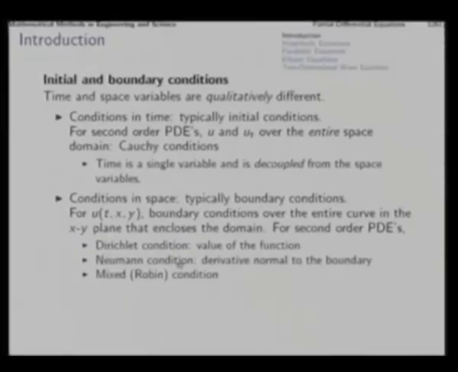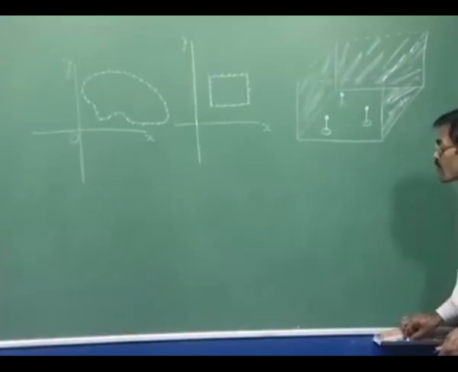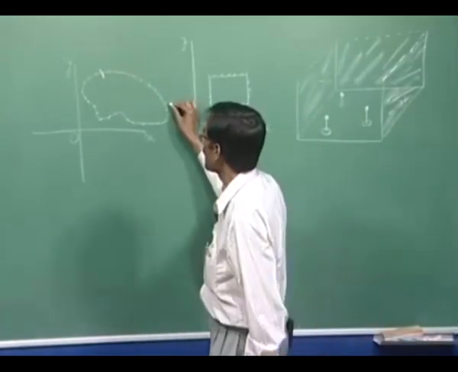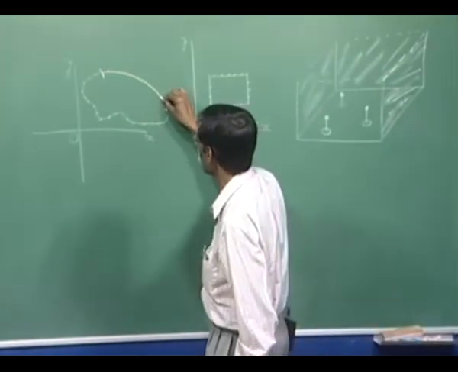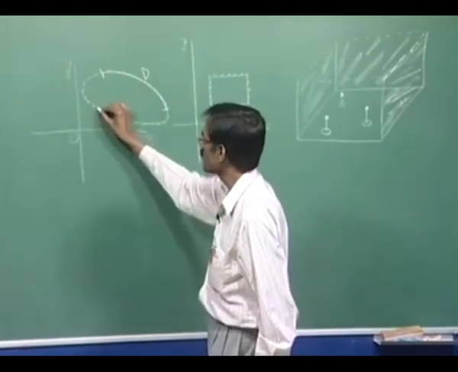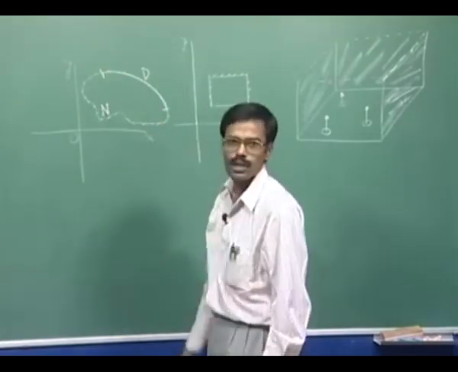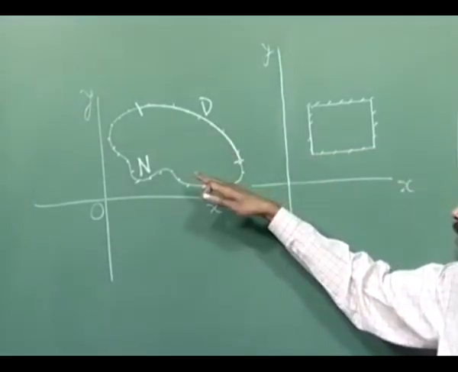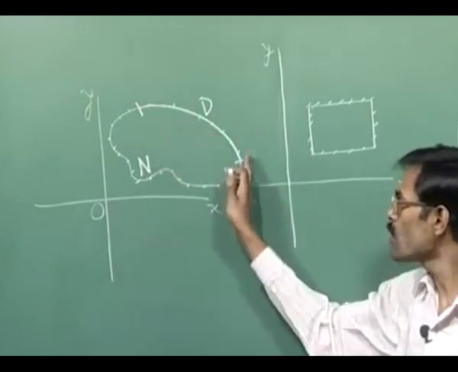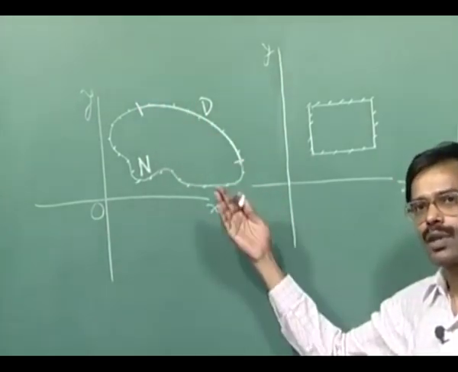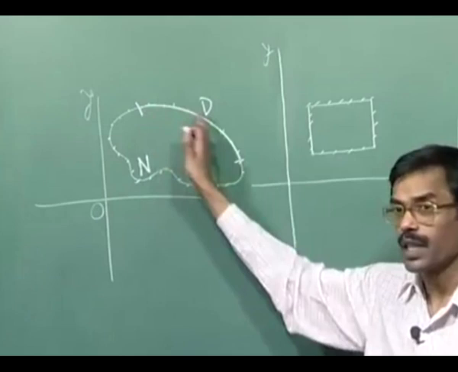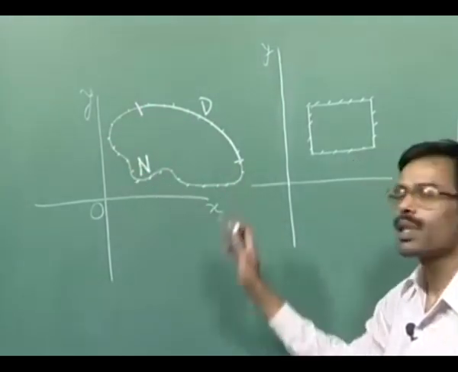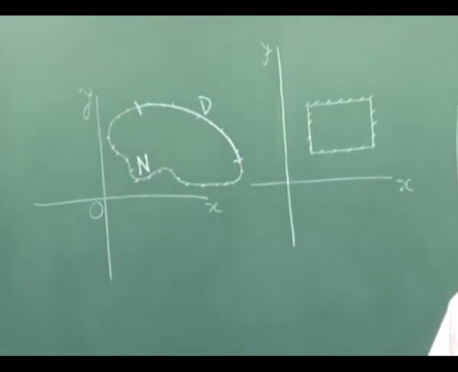Another condition is the Neumann condition, in which you supply the derivative normal to the boundary. Now, it is possible that for a particular problem you supply the Dirichlet condition over part of the boundary, and the rest of the boundary you supply the Neumann condition. That kind of situation is possible. In this situation, over this part of the boundary you supply the value of the function, which will be maintained. Over this part of the boundary you may supply the value of its derivative.